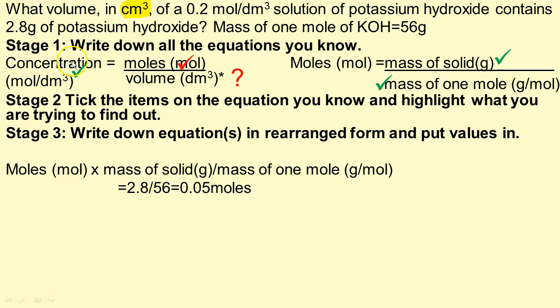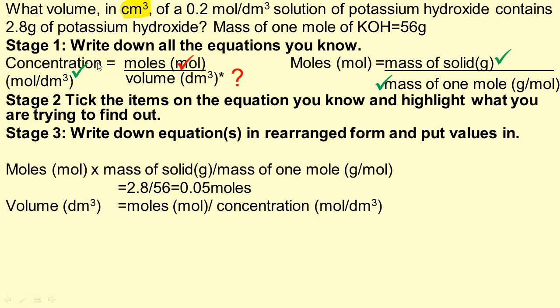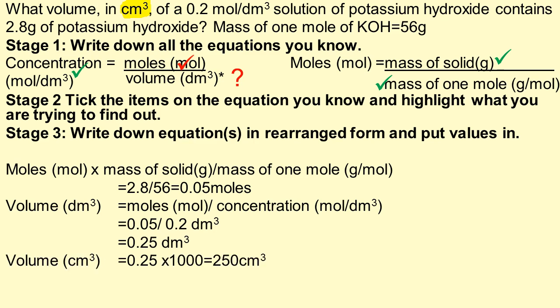We now have to use this second equation, the one on the left, rearranged. Volume is equal to moles divided by concentration, so 0.05 divided by 0.2, 0.25 decimeters cubed. But we still have one more thing to do. In the question, we highlighted centimeters cubed, which are the units which are required for the answer. So to convert 0.25 decimeters cubed to centimeters cubed, we need to multiply by 1000, giving us a total volume of 250 centimeters cubed.